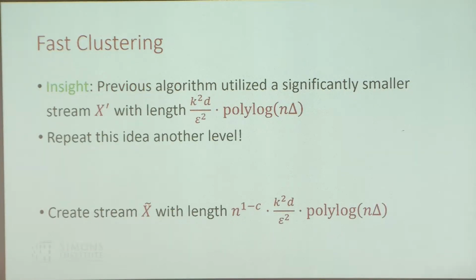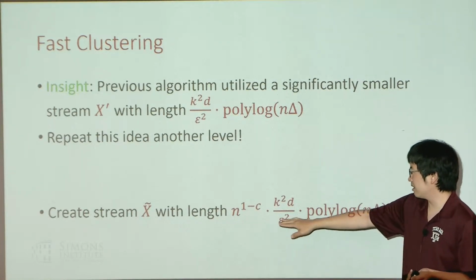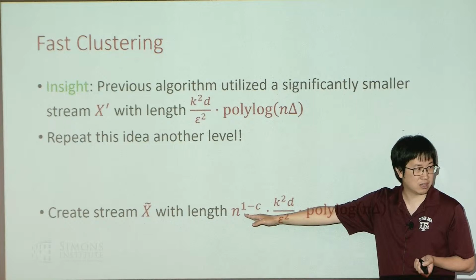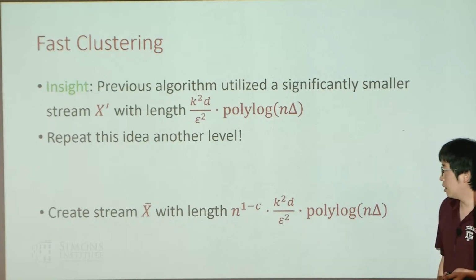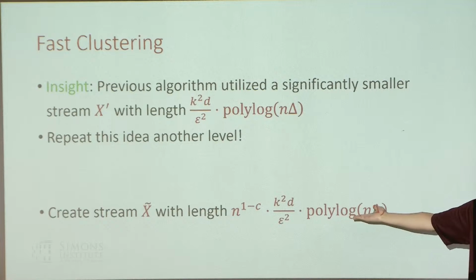Our previous algorithm utilized a significantly smaller stream, right? We sampled points, and then we said, now that we have a small number of points in the stream, we can run merge and reduce on this. So we can actually do this again. Namely, let's create a stream x tilde with length that is a tiny bit sublinear in n. Then we can essentially be really slow on each update to the stream, right?